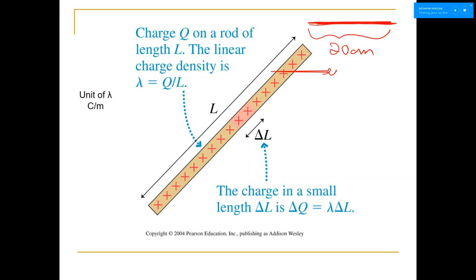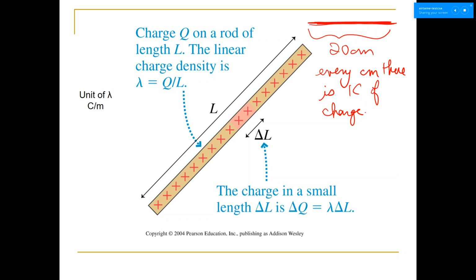And I said every centimeter there is 1 coulomb of charge. What could you tell me about this wire? What is the charge of my wire?